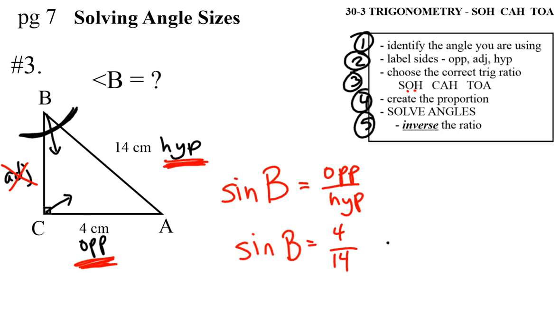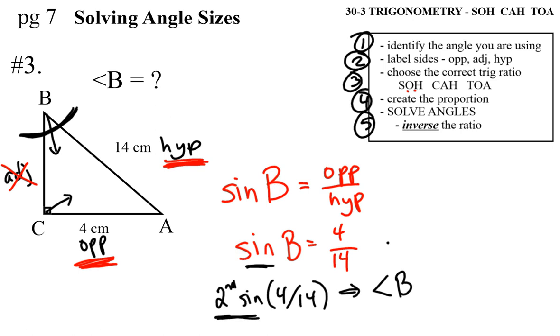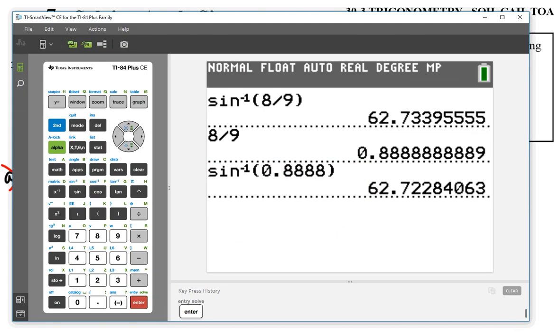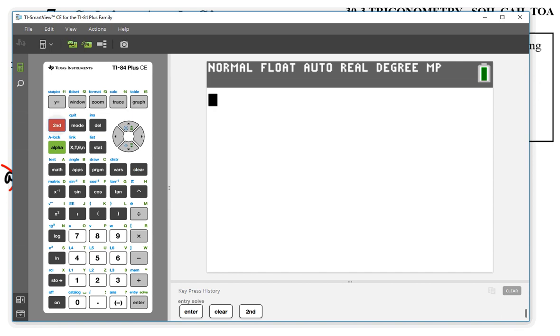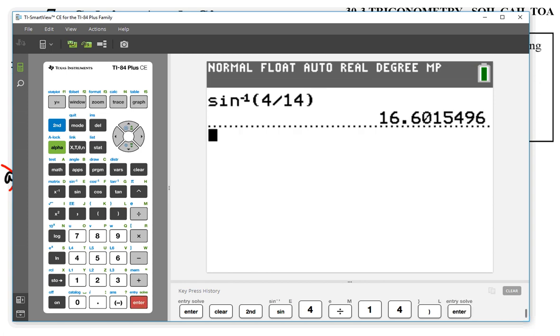How do we solve? We second function sine 4 over 14. And that will give us angle B. Second function sine in this case to get the angle. 4 over 14, and we're second sining. So we go to our calculator, second function sine 4 divided by 14. Close your bracket, and what do we get? 16.6 or 17-degree angle.